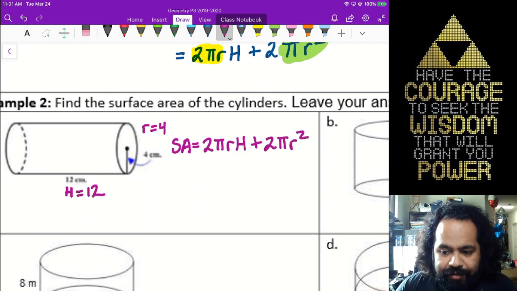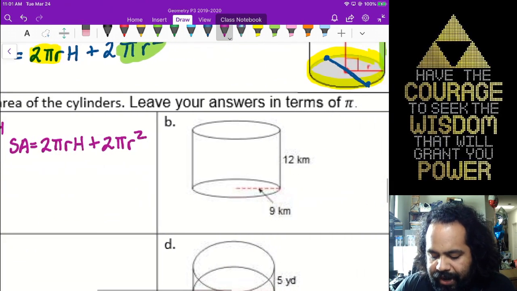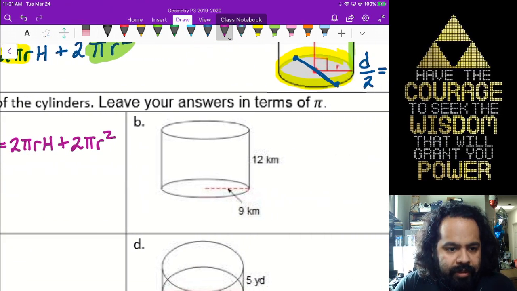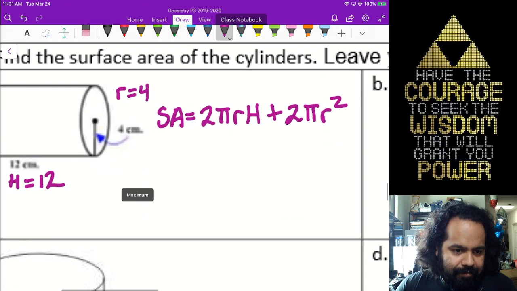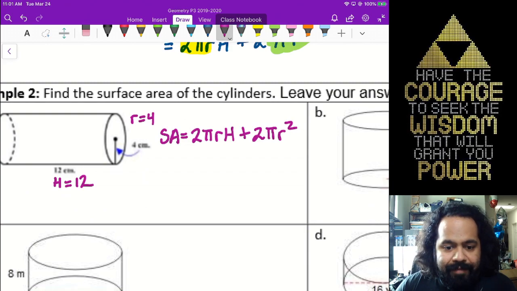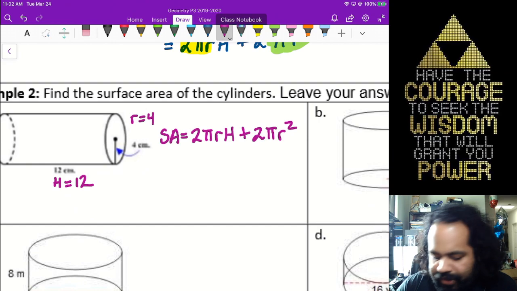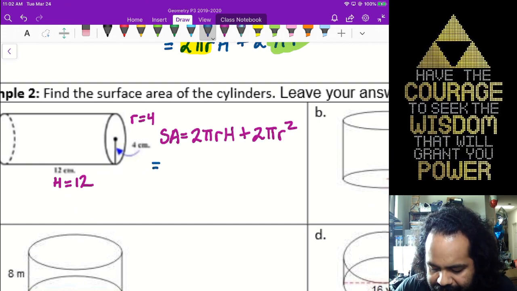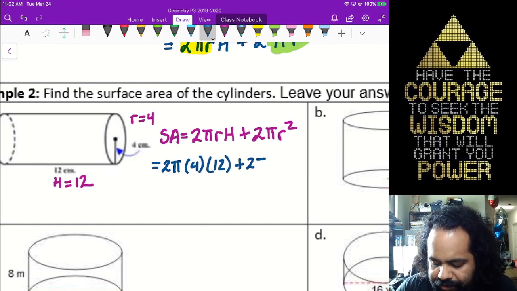Now, notice in these directions, leave your answers in terms of pi. So that's what we're going to do. We're going to leave it with the pi in our answer. If you ever end up with a decimal on accident somehow, don't worry. But for the most part, I tried to make sure the numbers rounded out nicely. So let's just go for it. Right here, 2 pi, my radius is 4, my height is 12. Plus 2 pi, my radius is 4, but it's not being squared.